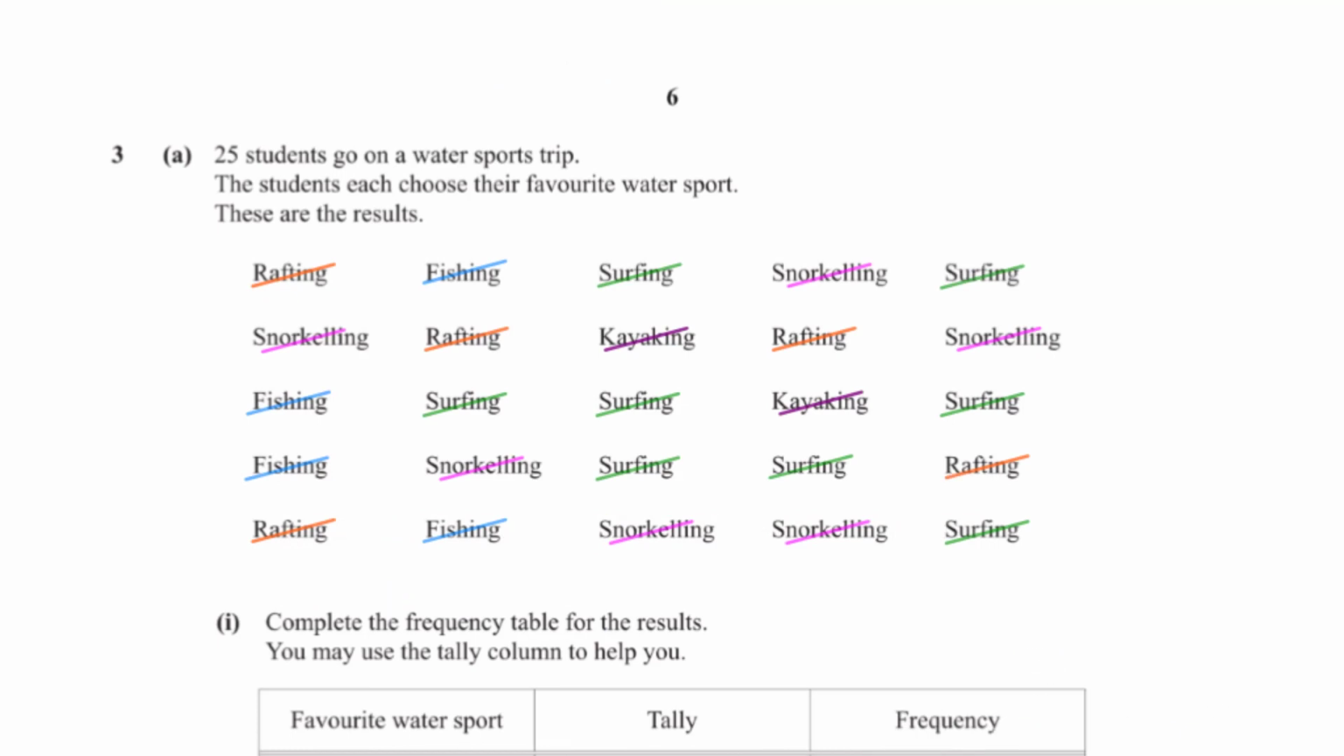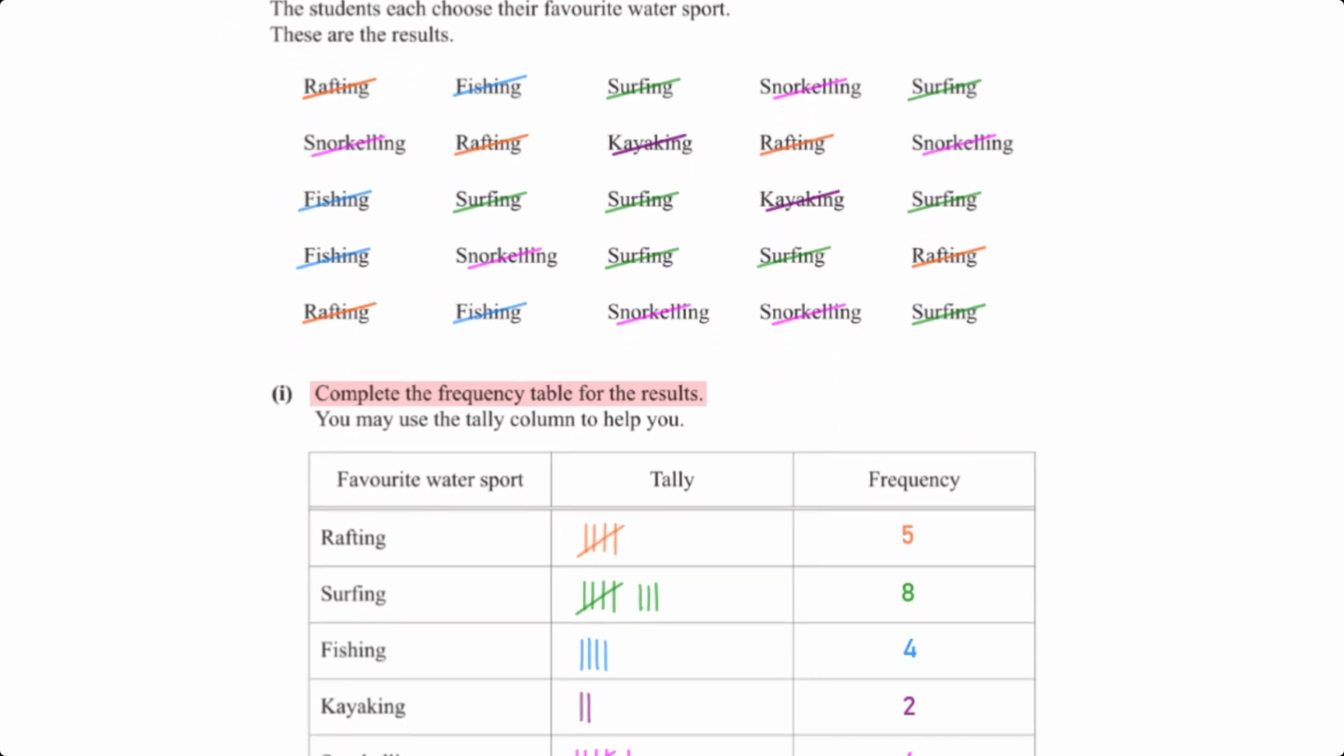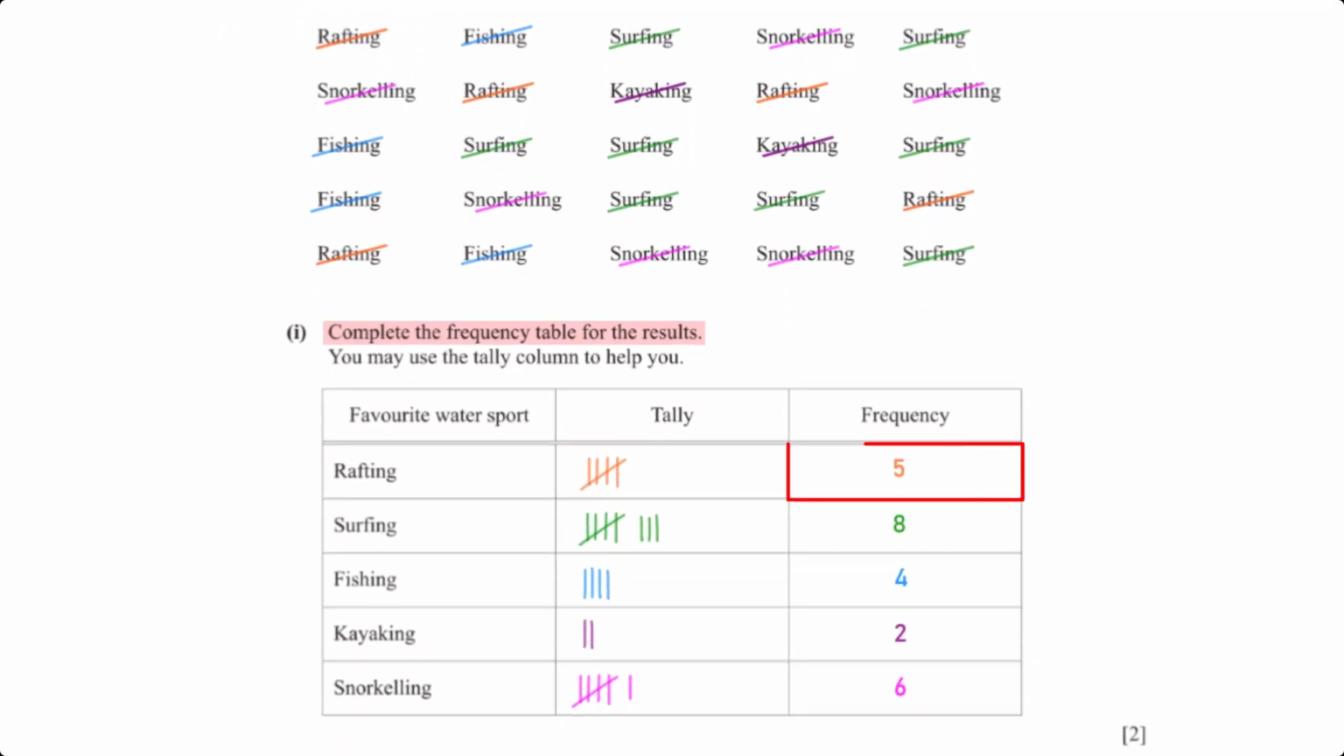25 students go on a water sports trip. The students each choose their favorite water sports. These are the results. Complete the frequency table for the results. You may use the tally column to help you. From the results, the number of students who chose rafting is 5. The number of students who chose surfing is 8. The number of students who chose fishing is 4. The number of students who chose kayaking is 2. The number of students who chose snorkeling is 6.